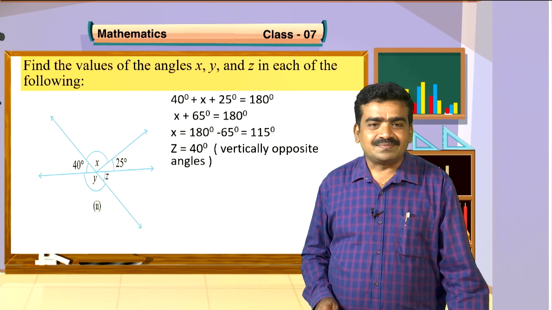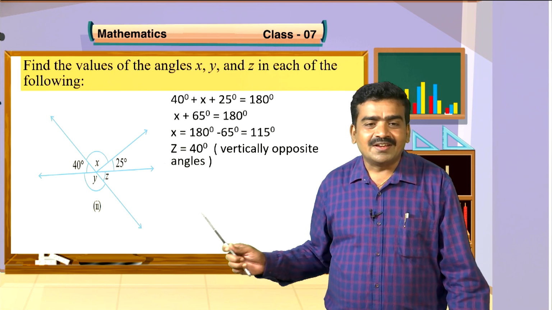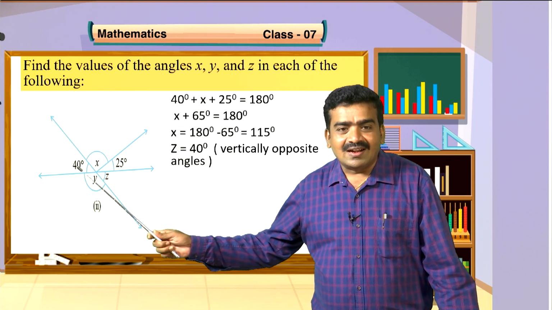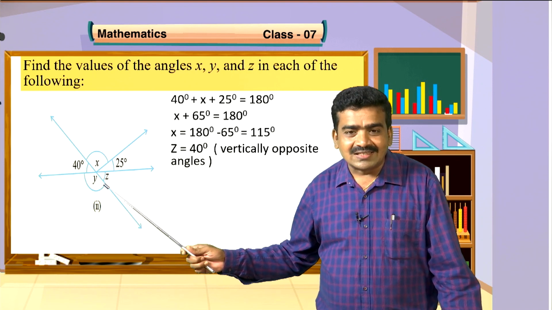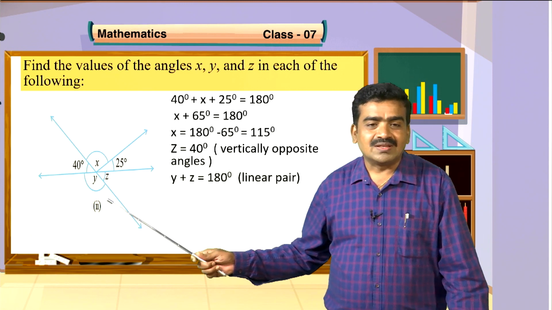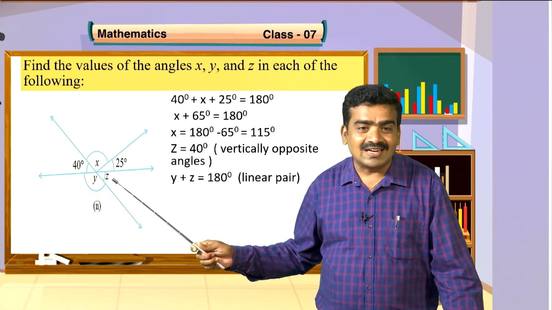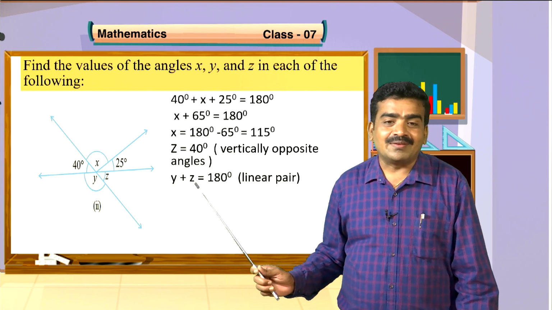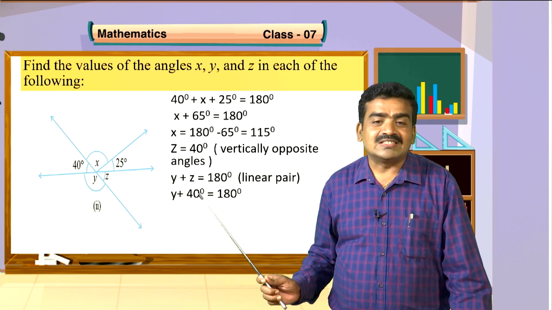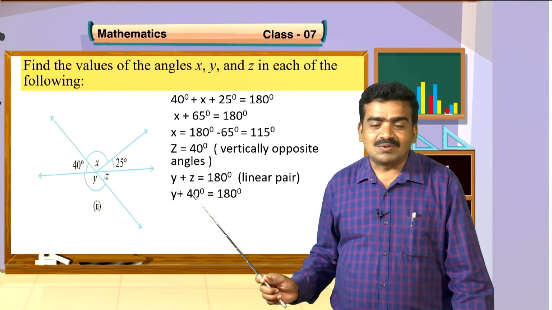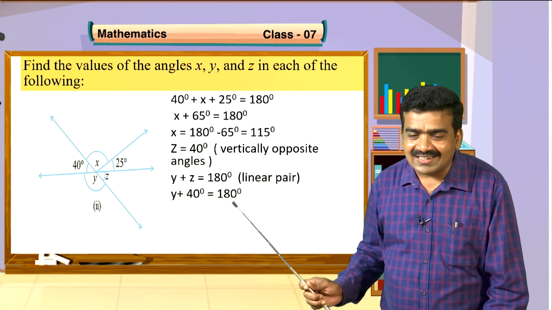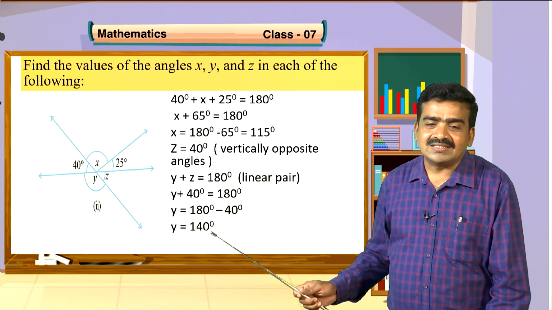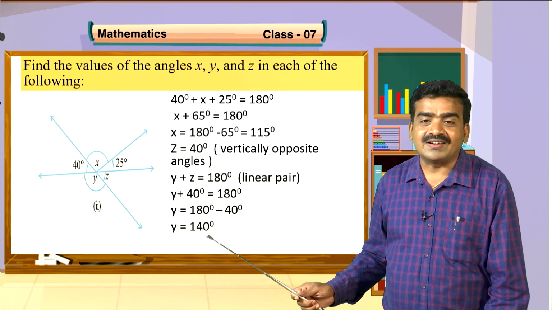What about z? Z is 40 degree because this z is exactly opposite to this 40 degree and these two are vertically opposite angles. Then what about y? If you add y and z, we will get 180 degree because they are a linear pair. What is the measure of z? It is 40 degree. Then transpose this 40 degree towards the right hand side, you will get 180 minus 40, that is 140 degree.